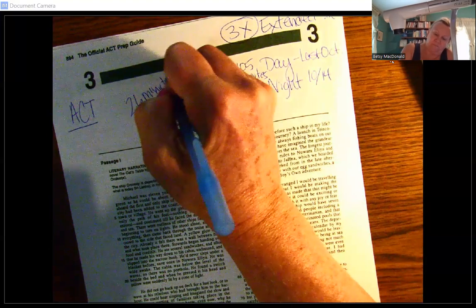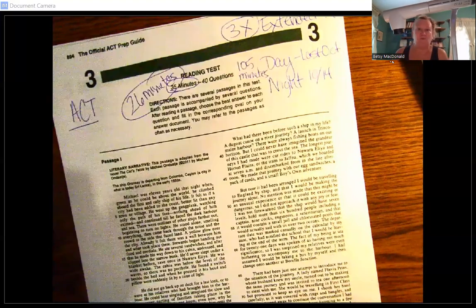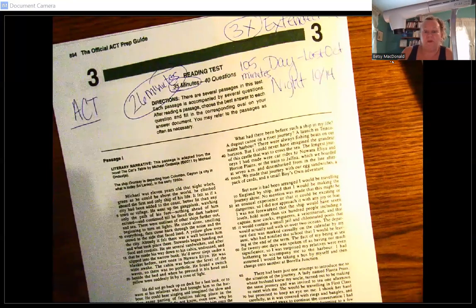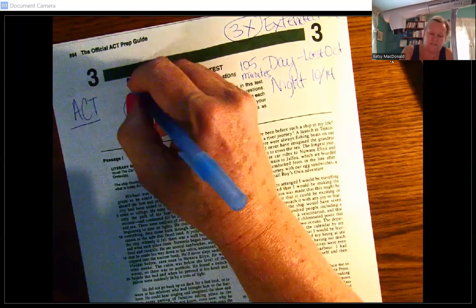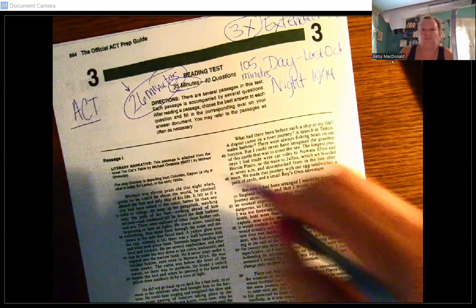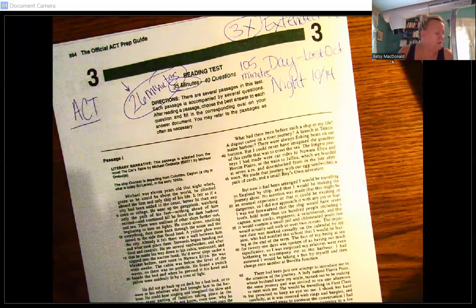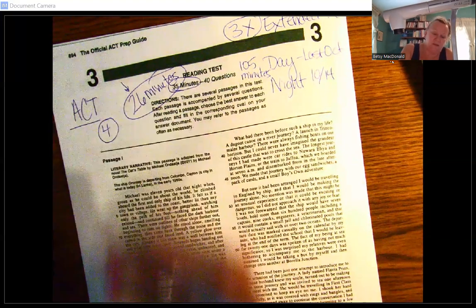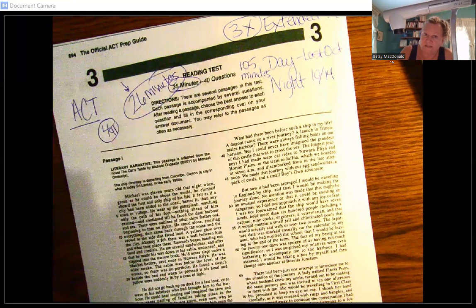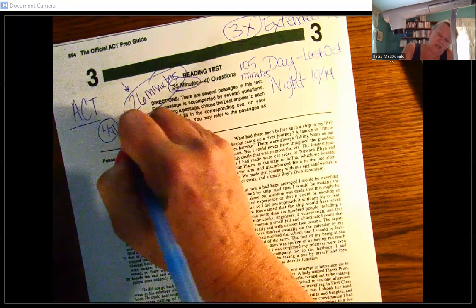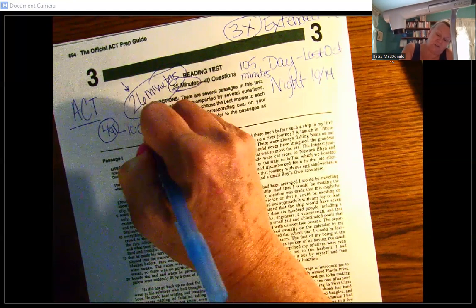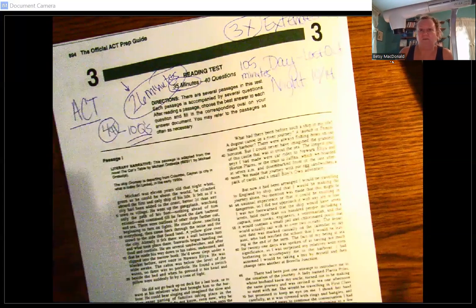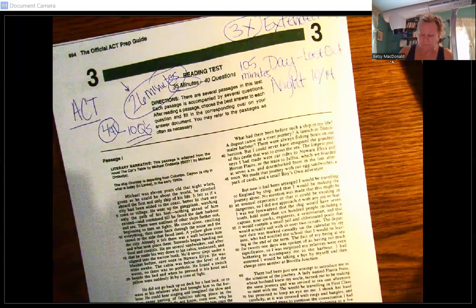Important numbers there. Please write these things down, commit them to memory. You need to be at about the 26-minute mark when you're finished with a passage. There will be 4 passages every single time. I call them paragraphs. That's my symbol for paragraph. They will have 10 questions each, every single time. 4 passages, 10 questions.